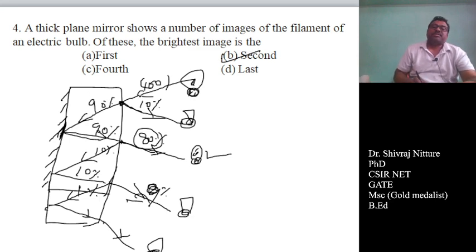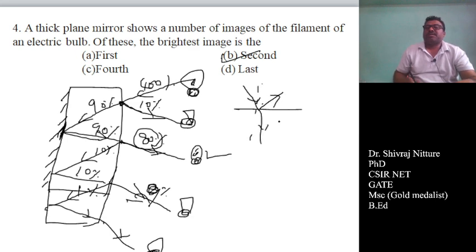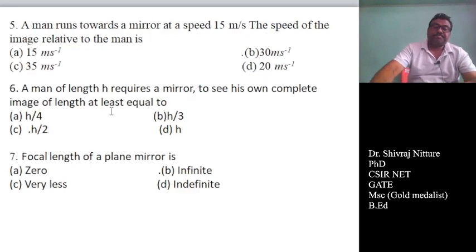Because whenever a ray of light falls on any surface, if reflection and refraction take place at this surface, and it is a transparent body, then 10% of the incident light gets reflected and the remaining percentage is transmitted. Here, after reflection again 80% and 10%. So this will get more light. So this second image is the brightest image.